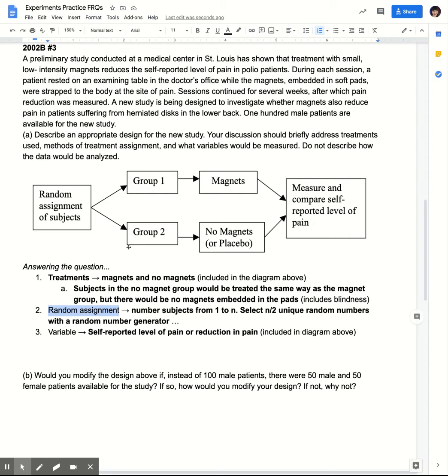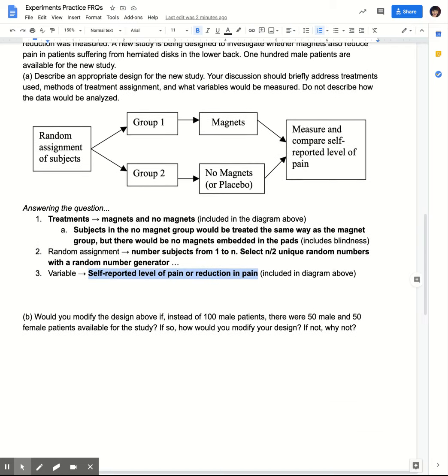Okay. And then the last thing that they said we should talk about is what variables would be measured. Okay. And like I said, that's self-reported level of pain or reduction in pain, which I included in the diagram. So if you include it in the diagram, you don't have to explicitly write it out. I just did underneath here so you could see these are the 3 things that they want us to talk about. So I want to make sure that I include some explanation for all 3 of those things.